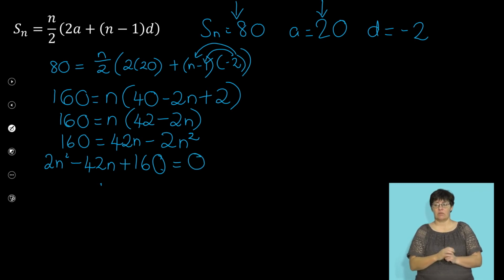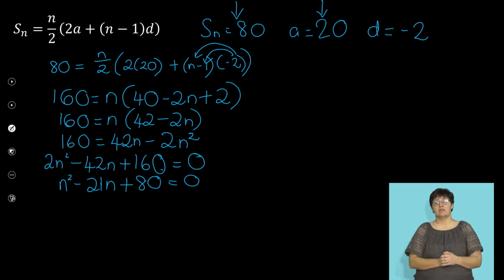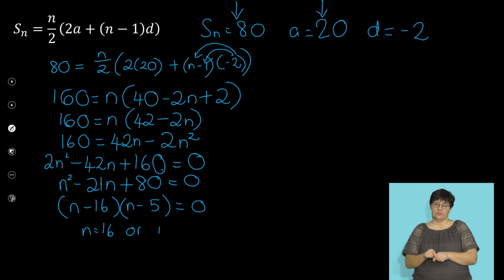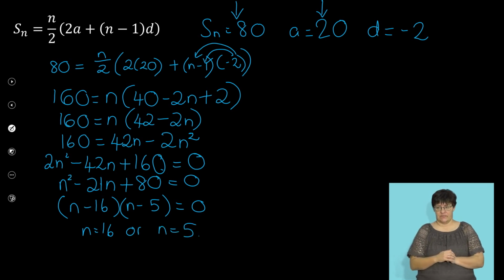In order to make my life slightly easier, I'm going to divide everything by 2. So that's going to leave me with n squared minus 21n plus 80. So the factorized form of this trinomial is going to be n minus 16, n minus 5. So n will be equal to 16, or n will be equal to 5.